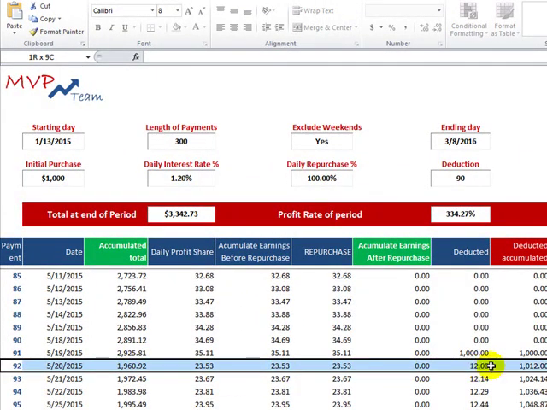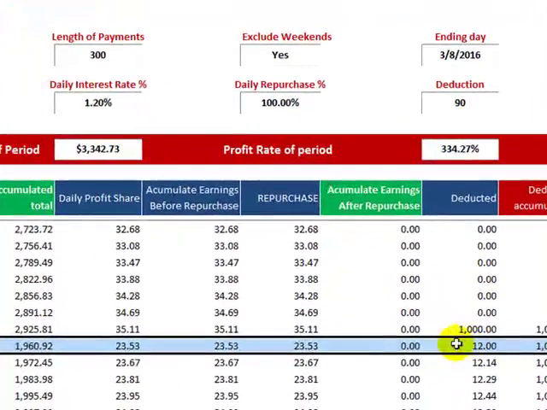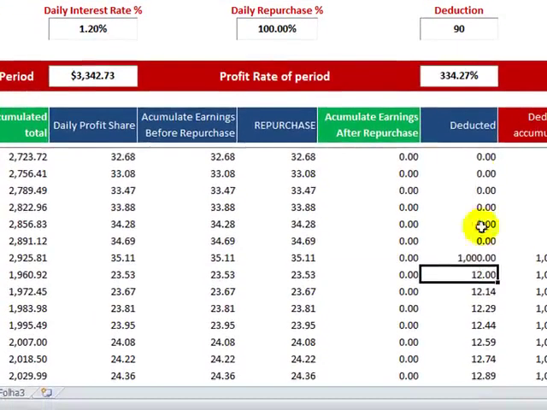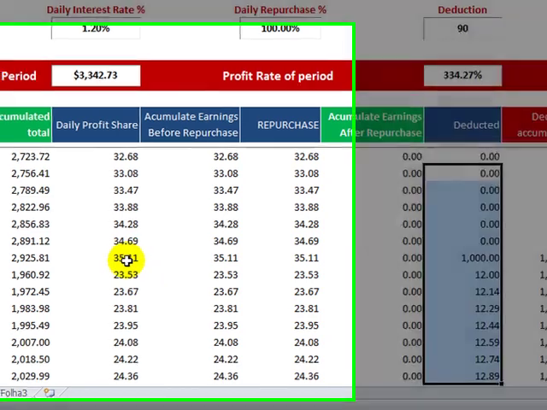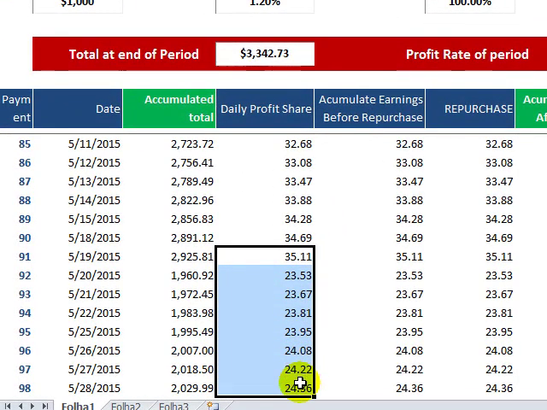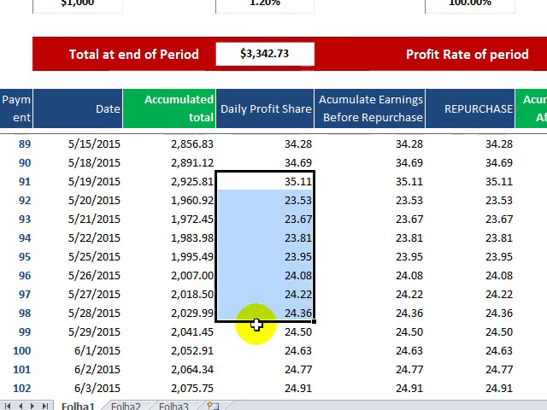But look at this. On the 92nd day, remember the $12? It's now dropping off. So every day, as you allow the system to 100% repurchase, it has a 90 payment cycle, so it just drops off from the total. But what I want to point out is that this is the deduction column, you see the amount that's being dropped off. What you want to pay attention to is that even though it's dropping off $12, you're still earning almost double the amount. So that's why your account continues to grow even after it's being deducted.